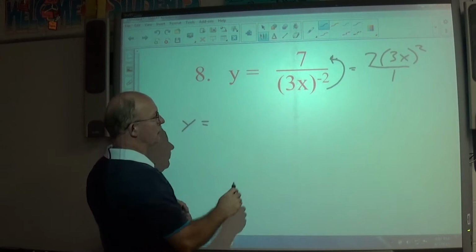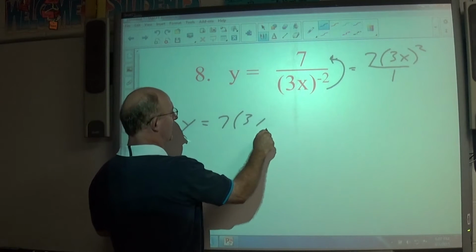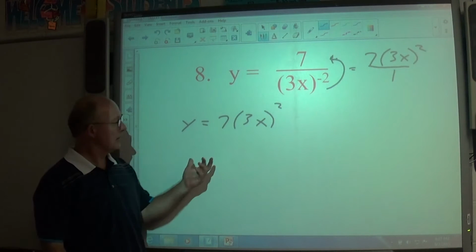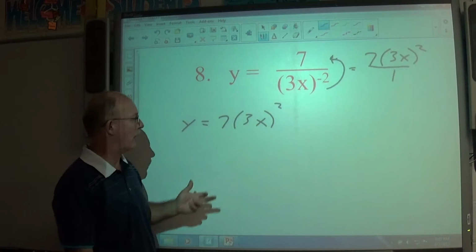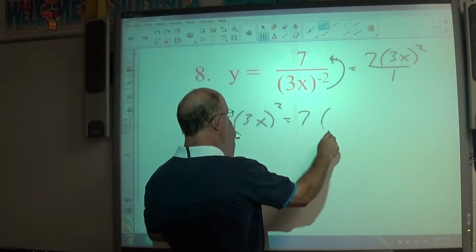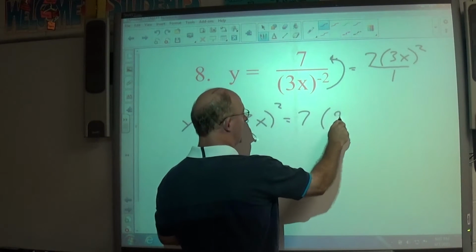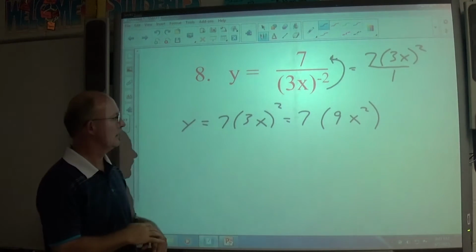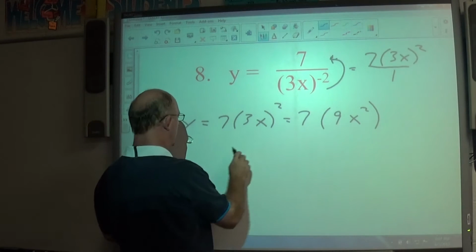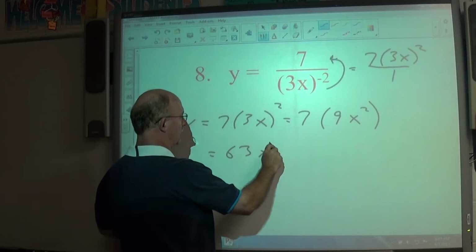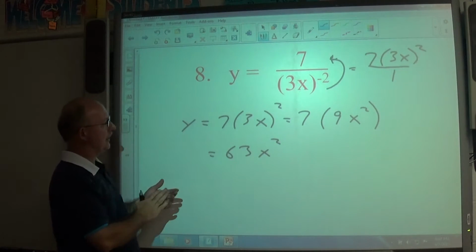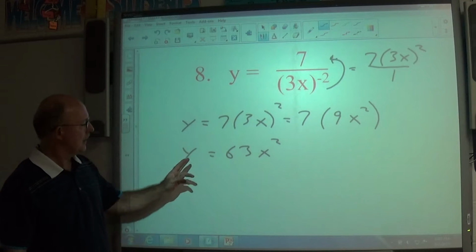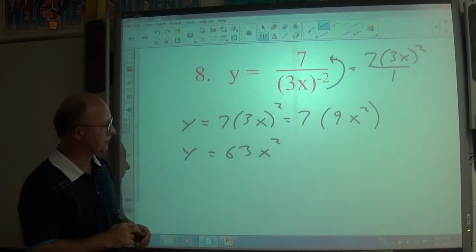And the function becomes 7 times the quantity 3x to the second power. Now, let's go ahead and simplify our powers first. This is now 7 times 3 squared gives us 9, x to the second power. And then last, 9 times 7 gives us 63, x to the second as you simplify. So to get it simplified, we end up here now with y equals 63x to the second power.